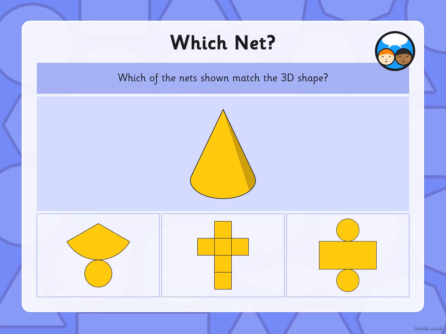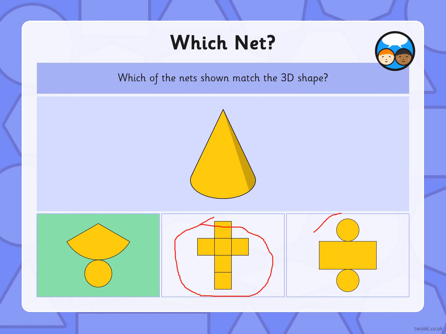So again, imagining that you are unfolding that 3D shape, which net would represent the cone? This shape here. If we were to fold this back up, we would have a cube. This one, and another beginning with C, we would have a cylinder.